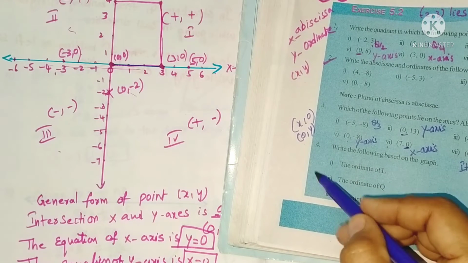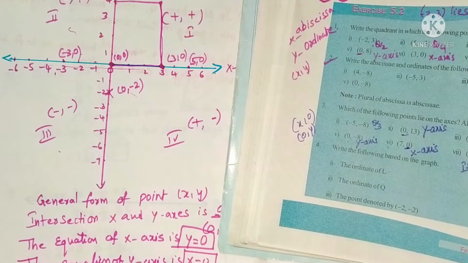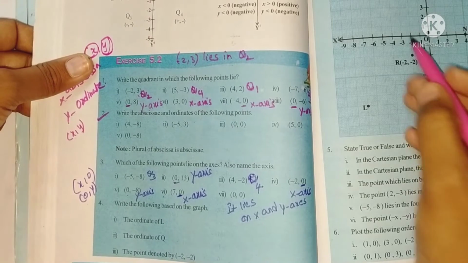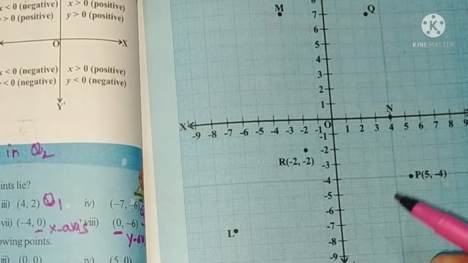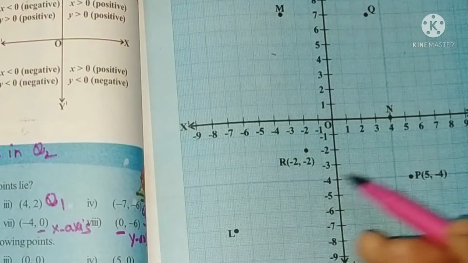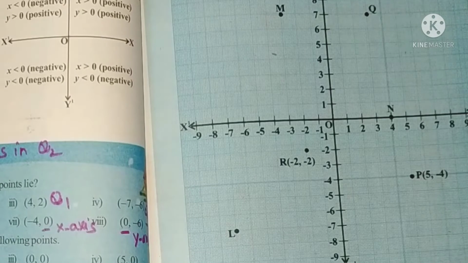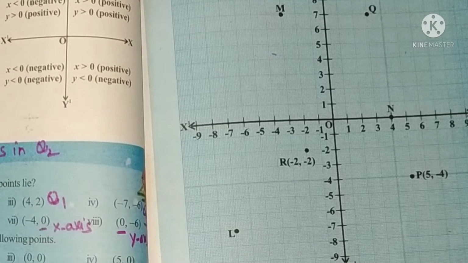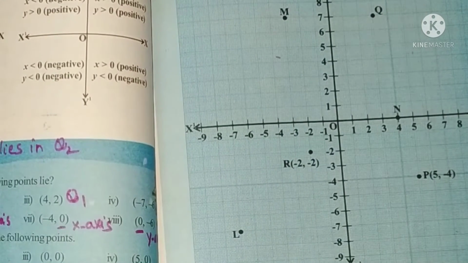Next, fourth one. Write the following based on the graph. Here one graph is given, so some points are also represented on this graph: M, O, R, N, P, L, like this. So we have to write their coordinates. First we will write the points, then we can write abscissa and ordinate.